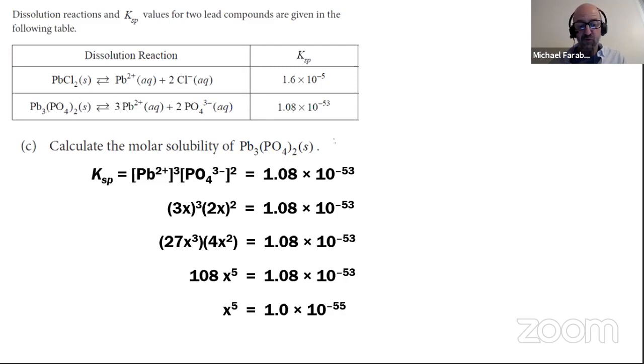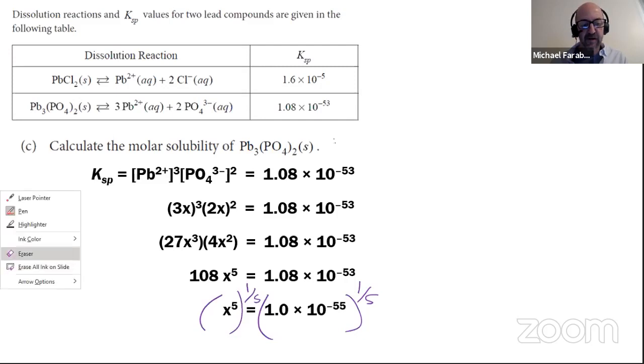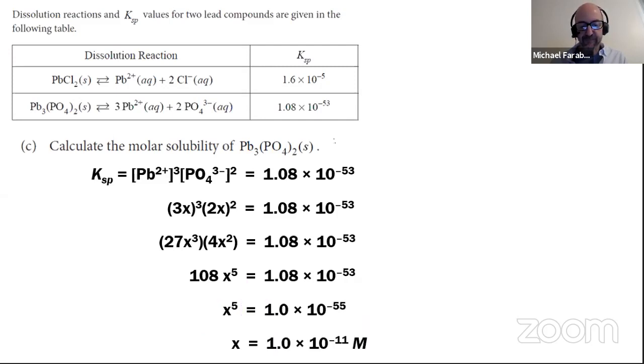Now we can raise both sides of the equation to the 1/5 power. So we can solve for x. And when you do a power to a power, that means that we have negative 55 times 1/5. That should be negative 11. So our answer to this question is 1 times 10 to the negative 11. That is the solubility in moles per liter of lead phosphate.